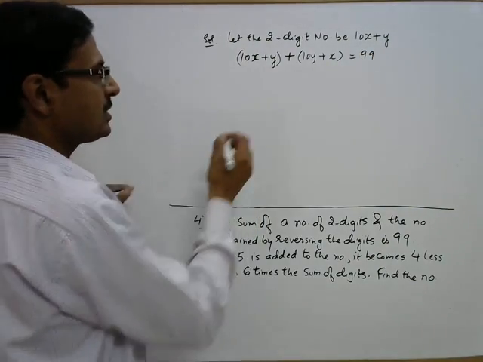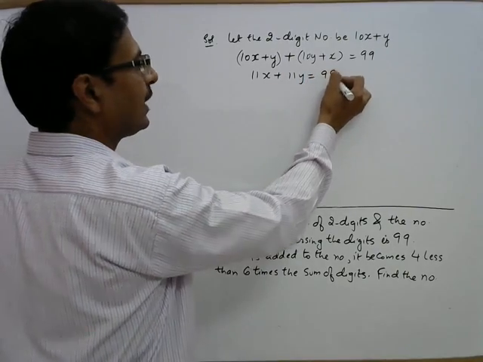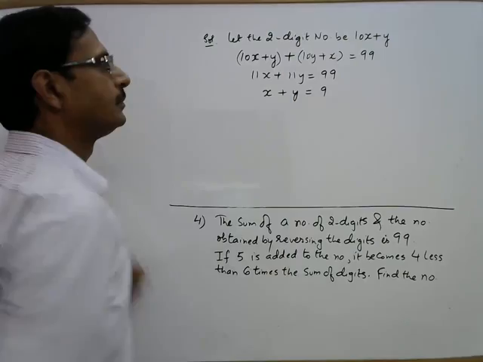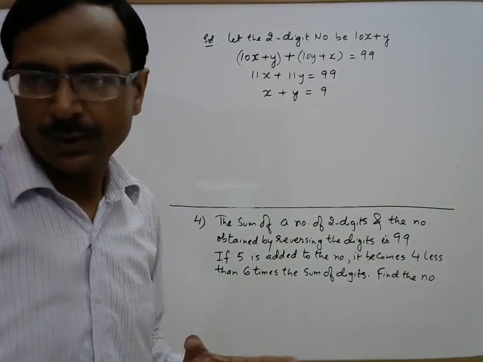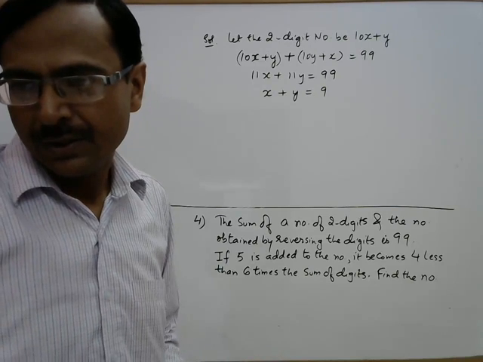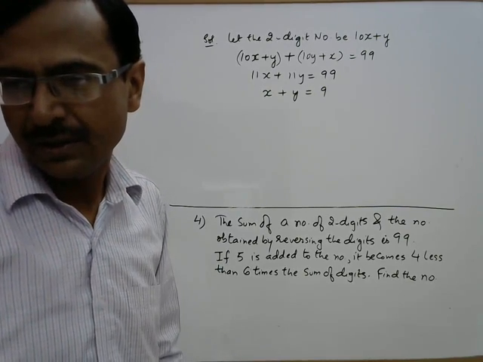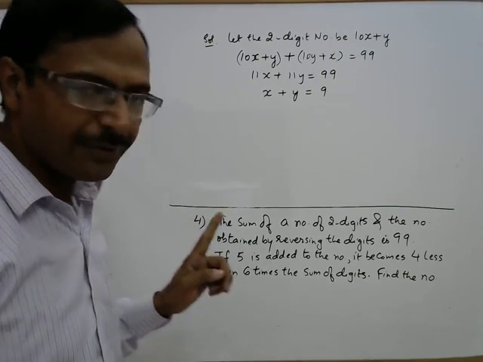So you can simplify this, 11x plus 11y equal to 99, or you can cancel this by 11. So x plus y becomes 9. So we have obtained the first equation, x plus y is equal to 9. Anshu, you can check, you can cancel out the common factor. Yeah. Now let us frame the second equation.